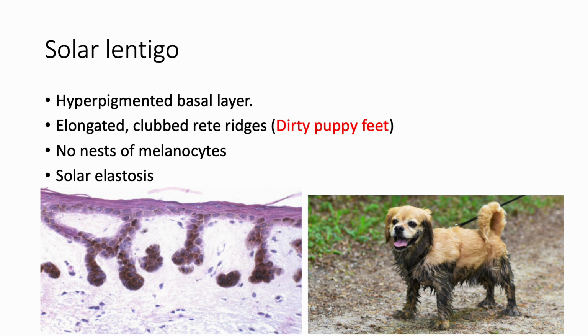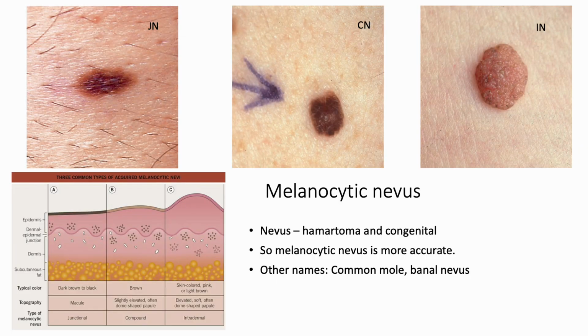Histologically, you can see those hyperpigmented basal layers with elongated club-shaped rete ridges. If you don't remember this one, just try to remember the dirty puppy feet, or dirty socks, or dirty shoes, dirty boots, whatever you like. But in general, there should be no nests of melanocytes. If there are nests of melanocytes, then the diagnosis won't be solar lentigo. Instead, it will be melanocytic nevus. Also, there should be solar elastosis in the background. Let's move on to the melanocytic nevus.